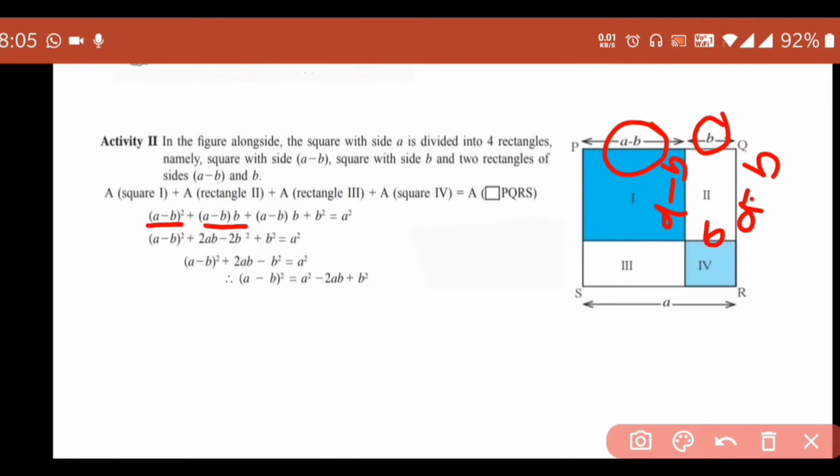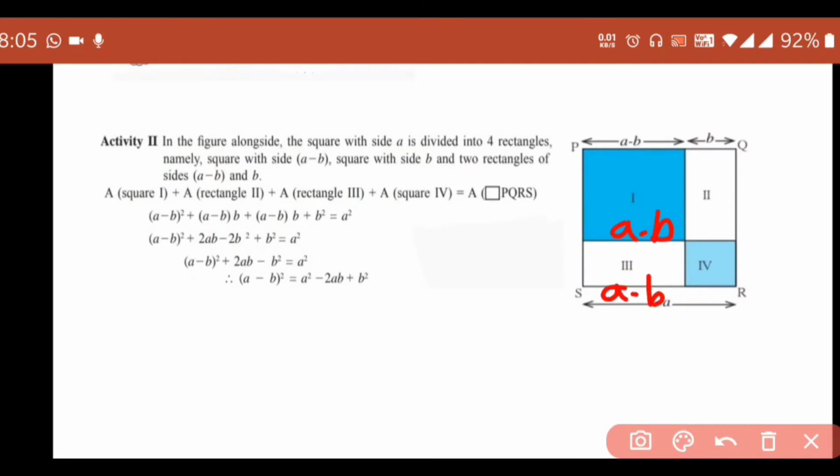Then here also when we apply the area of rectangle for the third rectangle, we will get A minus B into B, because this side is A minus B, this side is A minus B, and this side will be B into B. So it is length into breadth. So area of third rectangle will be equal to A minus B into B, and the area of fourth square, this fourth square is B because it is a square. So all four sides are B, and that's why area of this square will be B square.